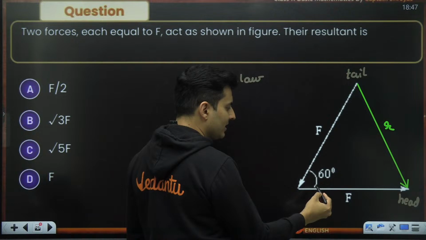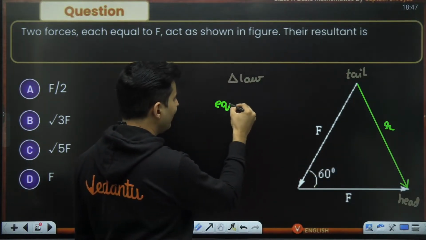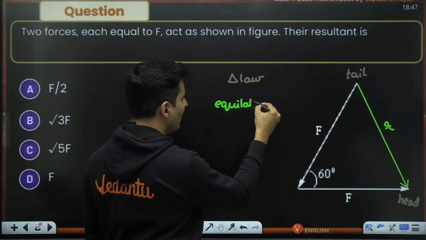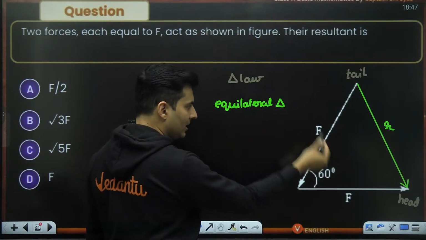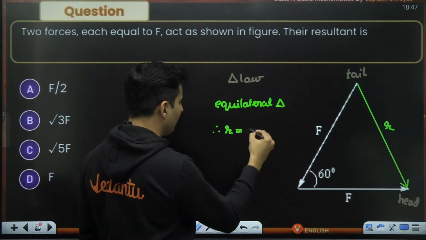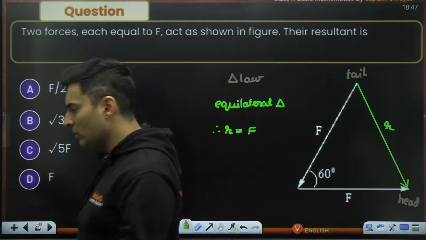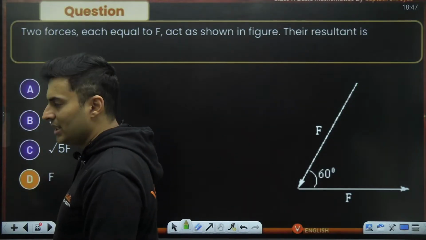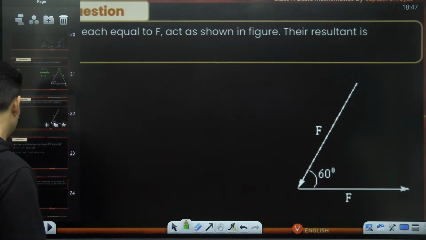Now, as you can see, this is 60 degrees, this is F, this is F. So now it becomes an equilateral triangle, because the included angle is 60 and both the sides are congruent. Therefore, the resultant must also be of magnitude F only, which is option D. Yes, perfectly correct, guys. Awesome, awesome.